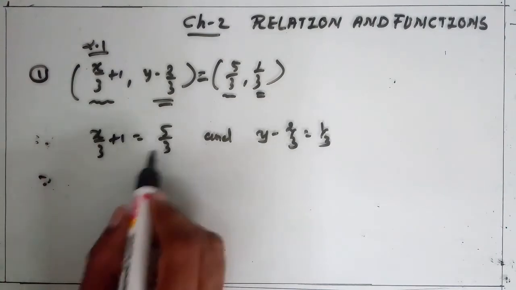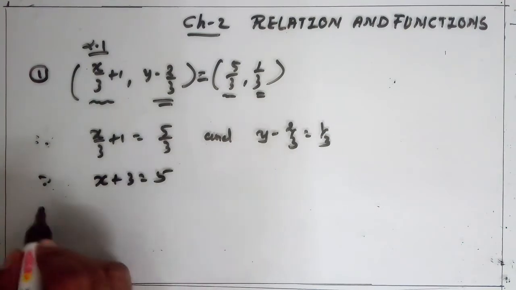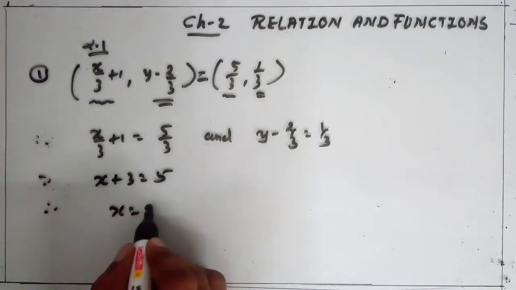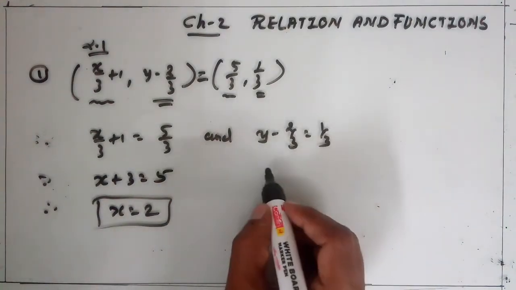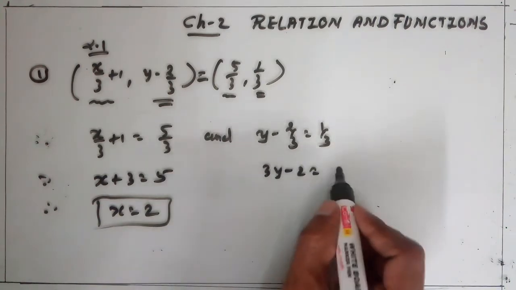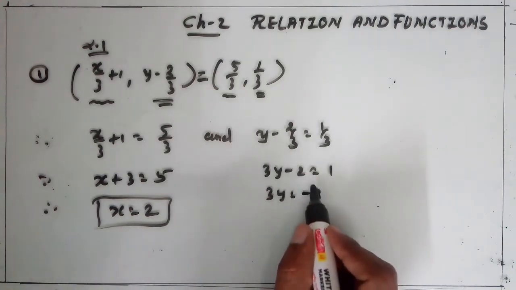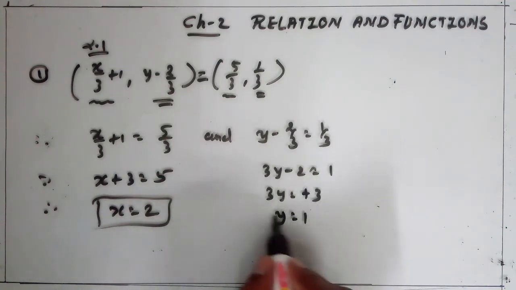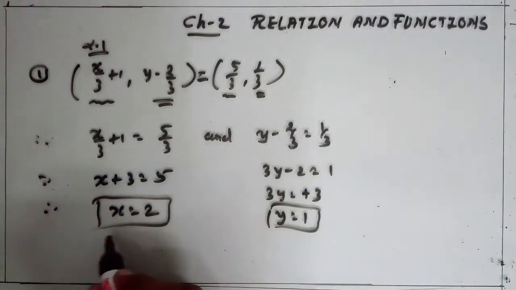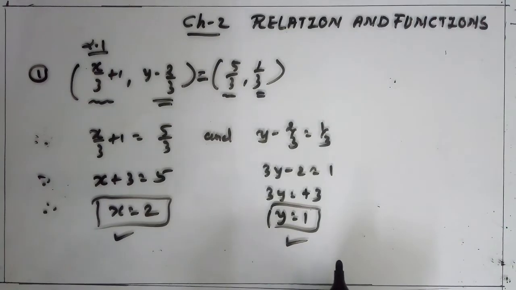So taking LCM 3, here we get x + 3 is equal to 5. Therefore x is equal to 5 minus 3, so 2. So the value of x is equal to 2. Here taking LCM 3, we get 3y minus 2 is equal to 1. So 3y is equal to 1 plus 2, which becomes 3. So y is equal to 1, dividing by 3. So the value of x is equal to 2, y is equal to 1. Important question. Remember this. This type of 1 mark question may be asked in exam.